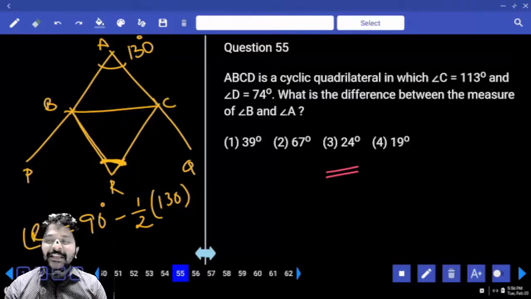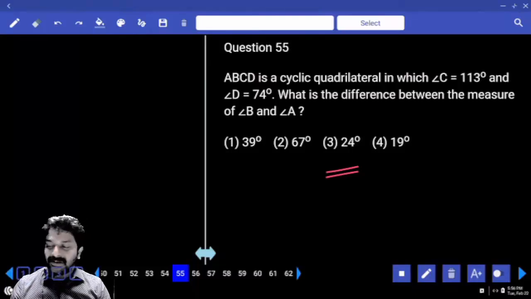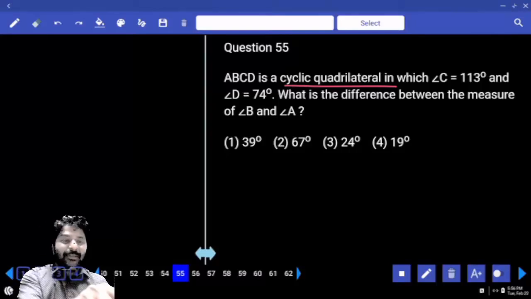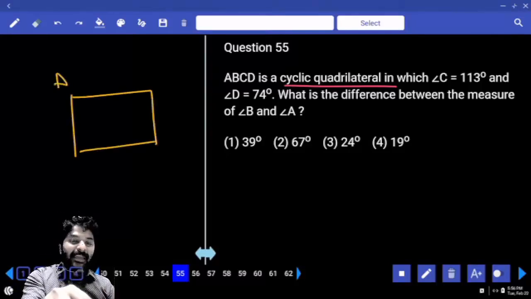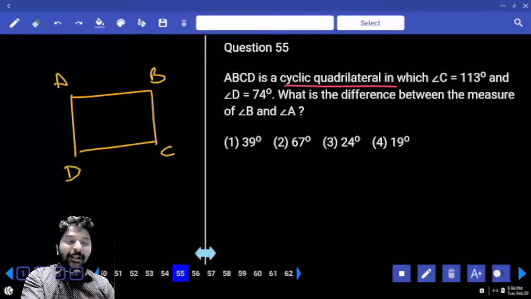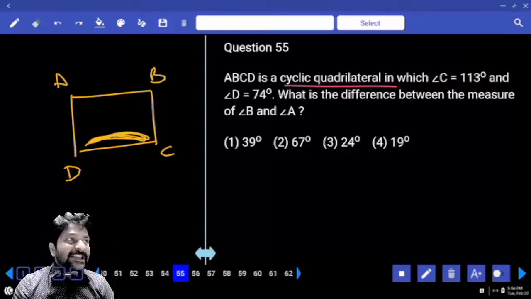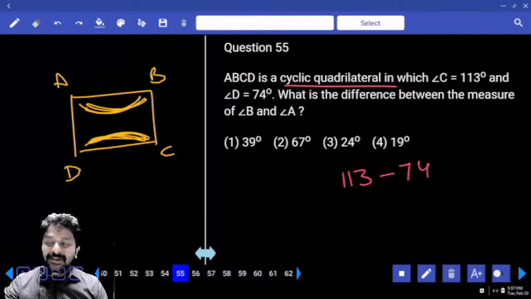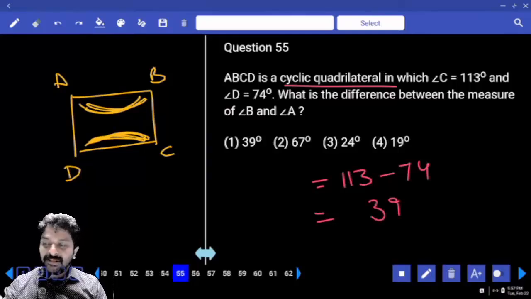Next, ABCD is a cyclic quadrilateral in which angle C is 113 degrees and angle D is 74. What is the difference between the measures of B and C? Direct one here also. In a cyclic quadrilateral, the opposite angle sum must be equal to 180 degrees, right? So if you have A, B, C, D like this, whatever the difference between angles we have for C and D, the same will follow for A and B, right? Why write the numbers again? So directly, whatever the difference we have between C and D, 113 minus 74, that itself is your final answer. So that must be 39.